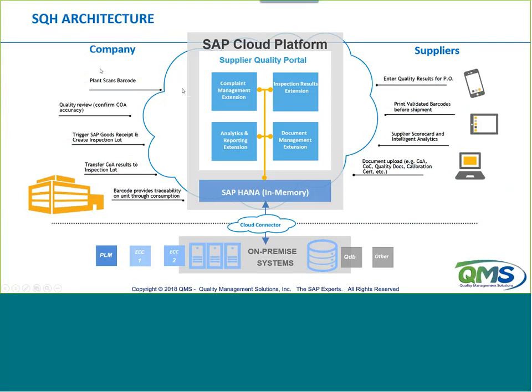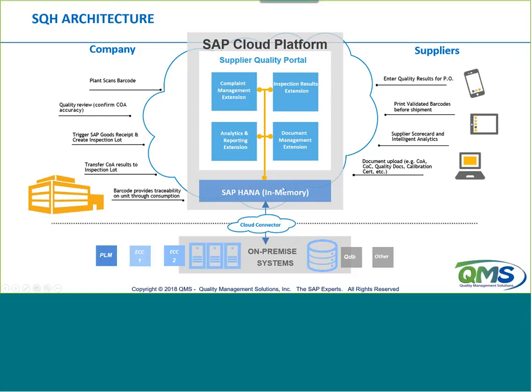And then what happens is when you get that product now, you just scan the barcode they put on it. SAP confirms those results. It triggers the goods receipt, creates the inspection lot, transfers all of those results to the lot, and then it has that data available. And the way this works is this section up here is in the cloud.